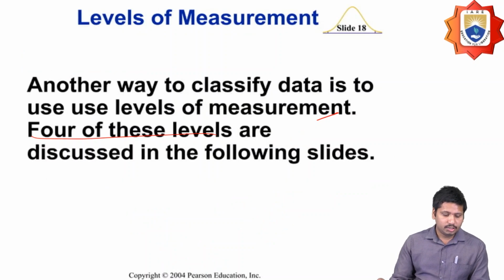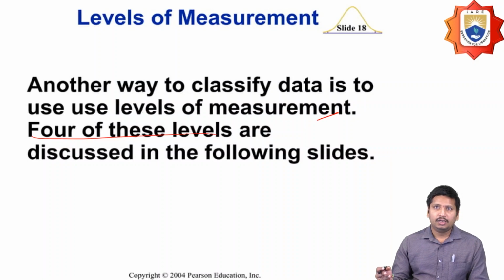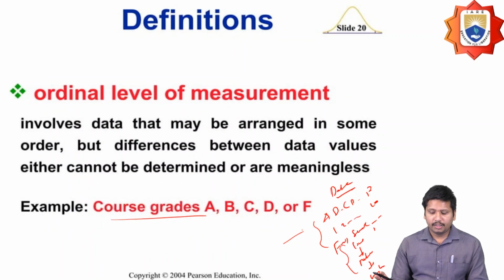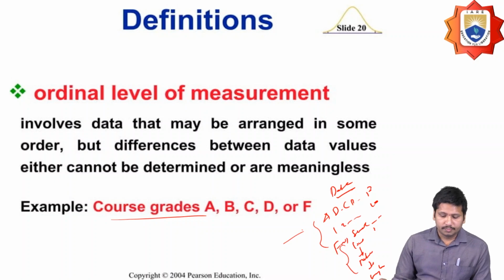And once this is done, there are different levels of measurement here. So normally you're going to have 4 levels of measurement, like the nominal level of measurement, where the data is going to be characterized based on names, labels, and categories, and the data cannot be arranged in any ordering, then it should be treated as a nominal level. And ordinal means where the data is going to be arranged in some order, and can be further divided, then it should be treated as an ordinal one.